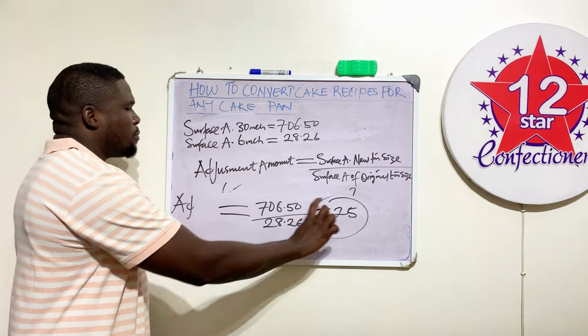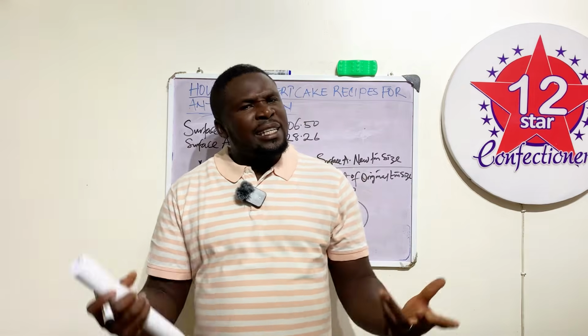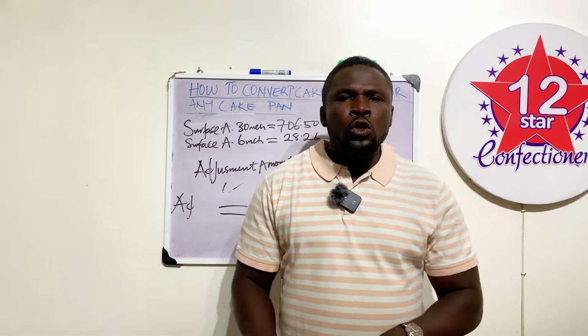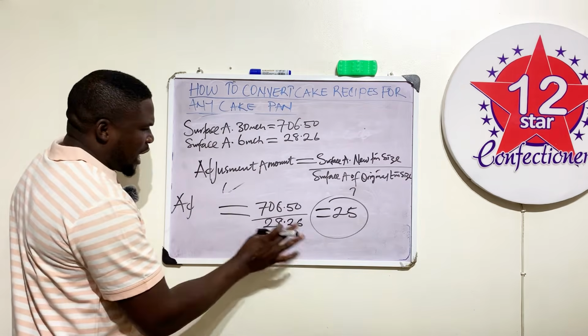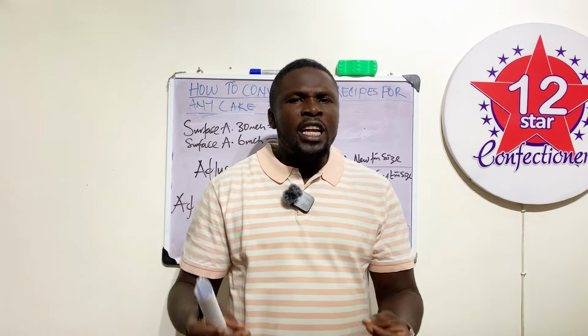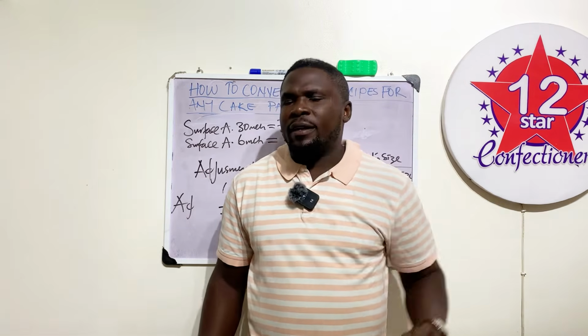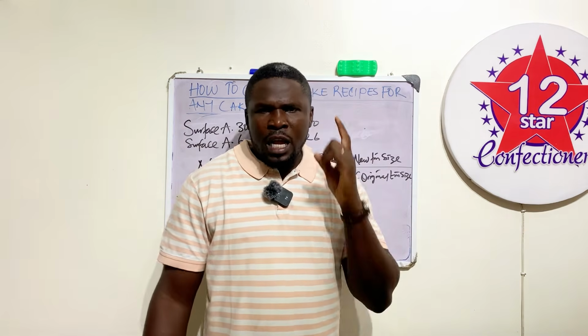So this adjustment number that is 25, for you to get the recipe for your 30 inches cake pan, what you need to do is come with this adjustment number. Your adjustment number is 25. You'll be multiplying this 25 by the recipe of your 6 inches cake pan. Let me make myself clear.